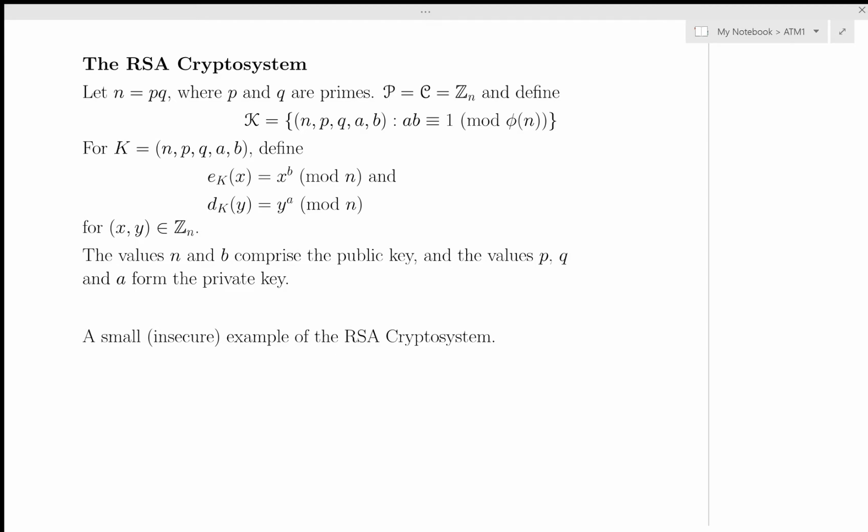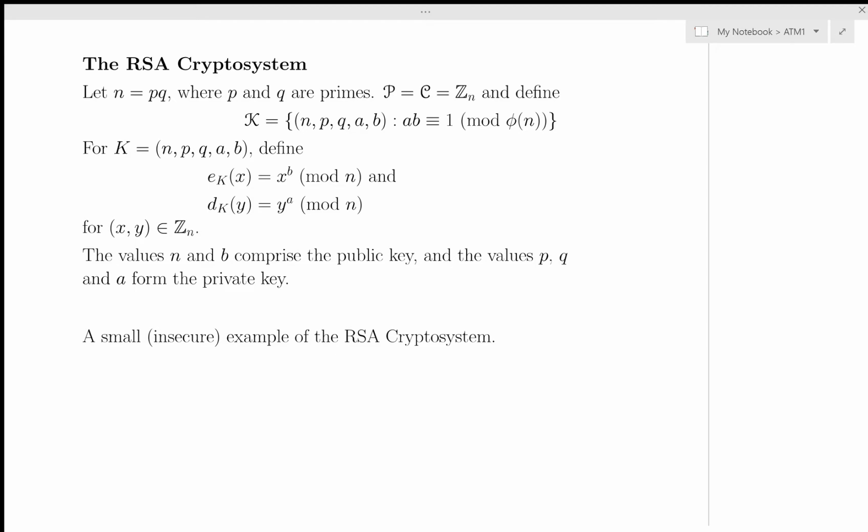We have a number n, which is the product of P and Q, which are primes. So the plaintext and the ciphertext are all in Zn, where n is the product of 2 primes P and Q. Really what's secret is P and Q. P and Q are kept secret. The full crypto system consists of n, P, Q, and then a and b. We're going to see how this works. a and b are the 2 exponents in the encryption and decryption functions.